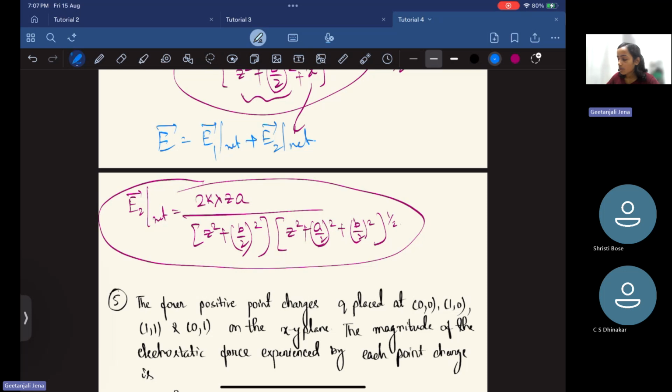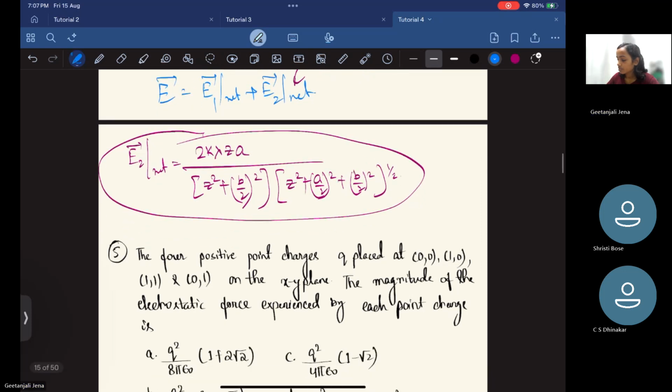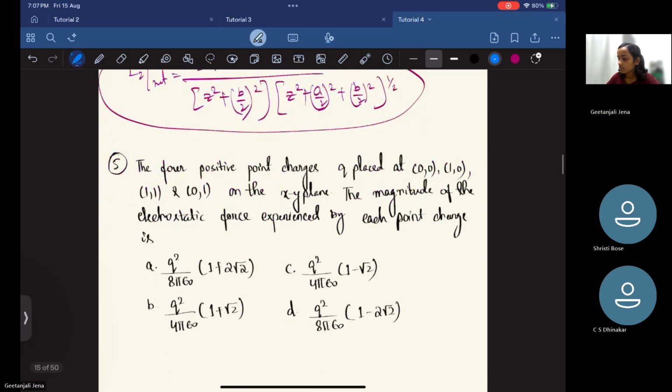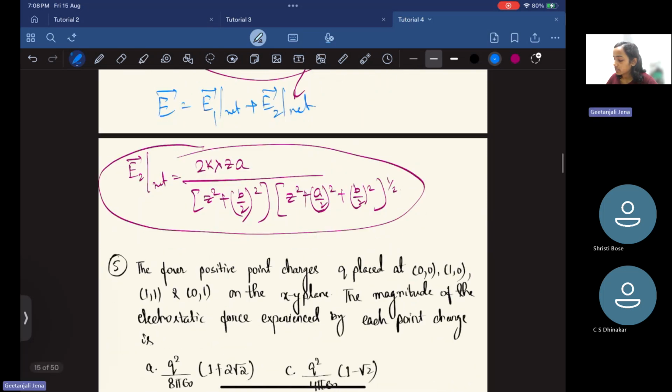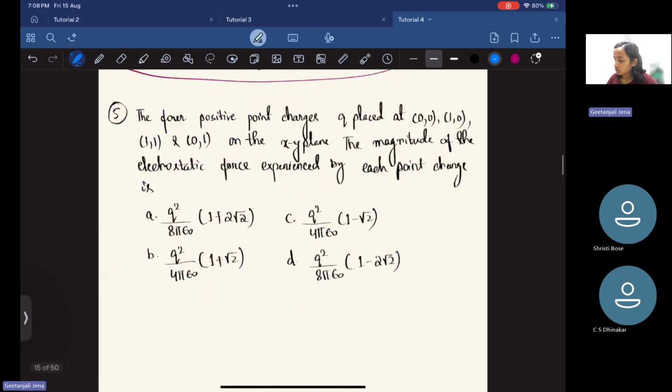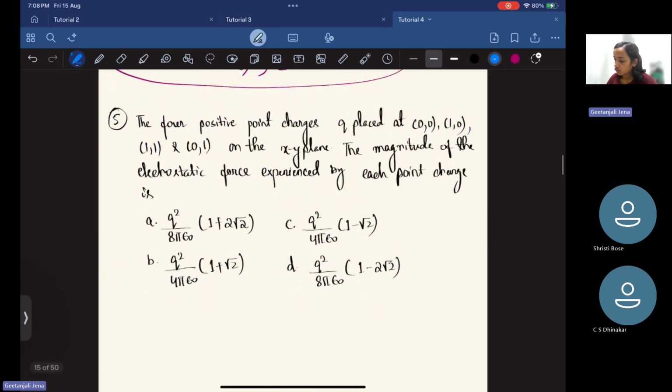Okay, so is this problem clear to you? Or do you have any query in this problem? If this is clear, then let us go solve question number 5.